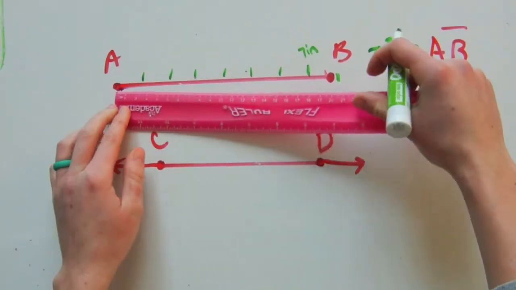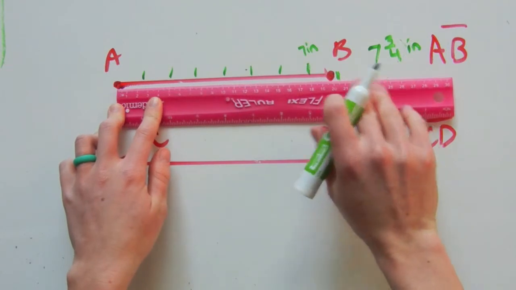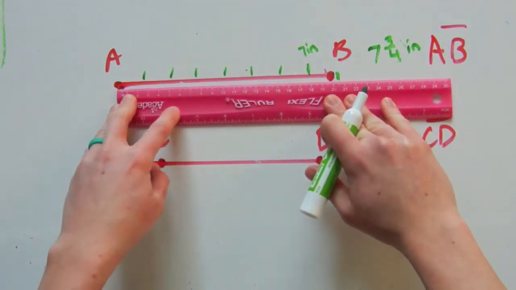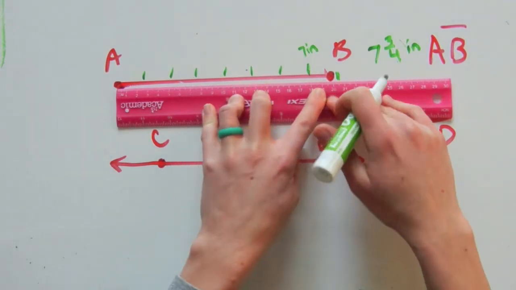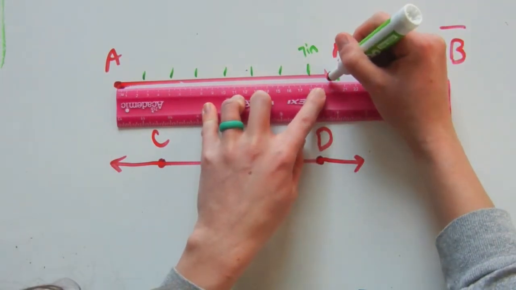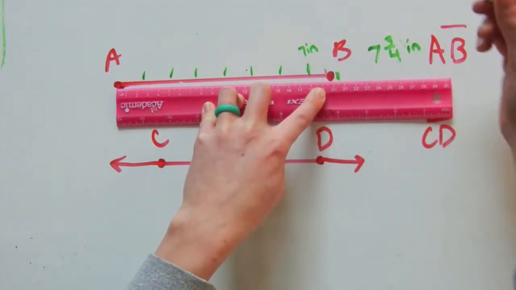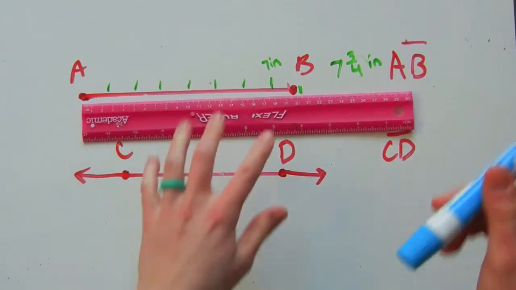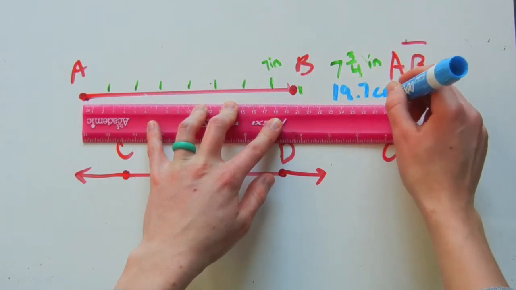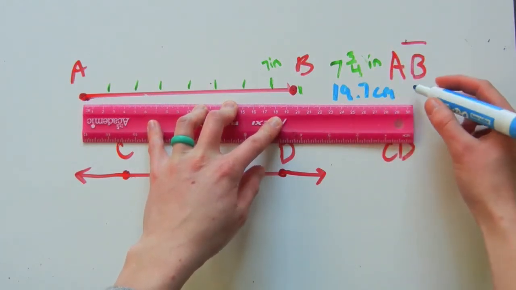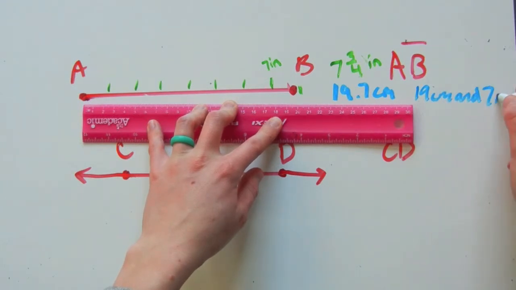Now if we were to flip this around and do centimeters, I have 1 centimeter all the way over here, and it goes up to 19 centimeters. So it's between 19 and 20 centimeters. And it looks like it falls on 19.7 centimeters. You could also label that as 19 centimeters and 7 millimeters.